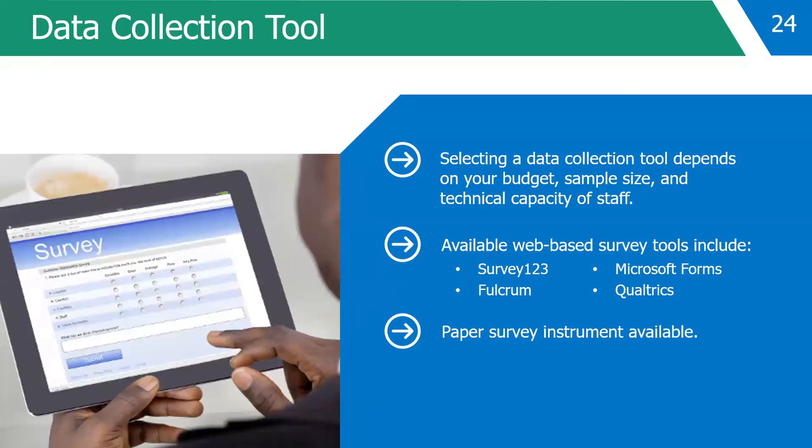Selecting the data collection tools, I touched on this a little bit previously. So it really depends on your budget, your sample size, and staff capacity. So we have several example survey instruments available, and we have programmed templates for Qualtrics, Survey 123, which is part of ArcGIS, and Fulcrum, as well as a paper instrument. And we have a version of the paper instrument for going door to door and a version that can be mailed out. And all of these can be modified for your community, and you can just use them as a starting place.